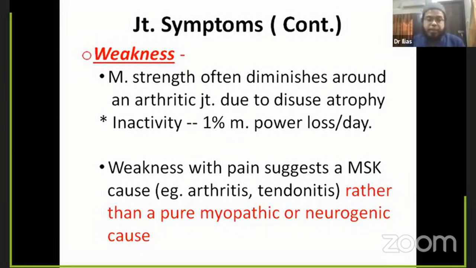But whenever the patient has pure weakness without any kind of joint pain or periarticular pain, at that time we will think of a pure musculoskeletal cause, that is arthritis or tendonitis. Okay, I think it is clear to you. I'm going to the next slide.